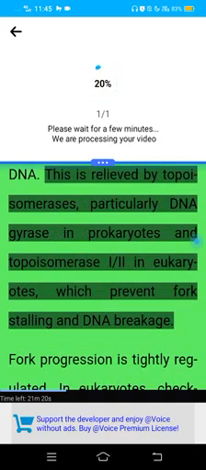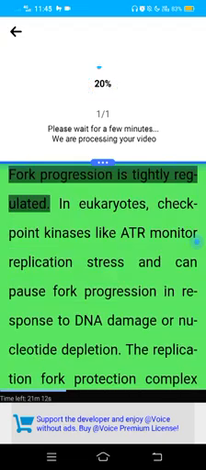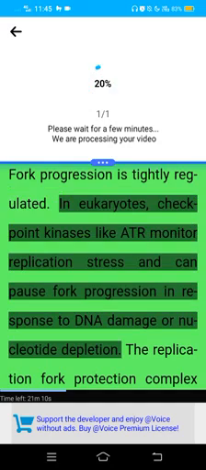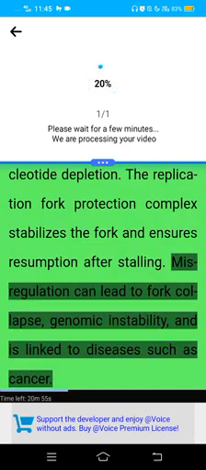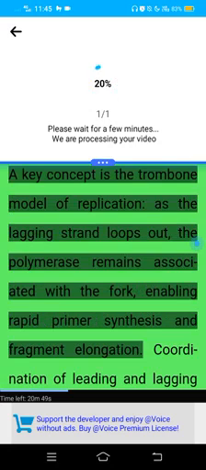This is relieved by topoisomerases, particularly DNA gyrase in prokaryotes and topoisomerase II in eukaryotes, which prevent fork stalling and DNA breakage. Fork progression is tightly regulated. In eukaryotes, checkpoint kinases like ATR monitor replication stress and can pause fork progression in response to DNA damage or nucleotide depletion. The replication fork protection complex stabilizes the fork and ensures resumption after stalling. Misregulation can lead to fork collapse, genomic instability, and is linked to diseases such as cancer.